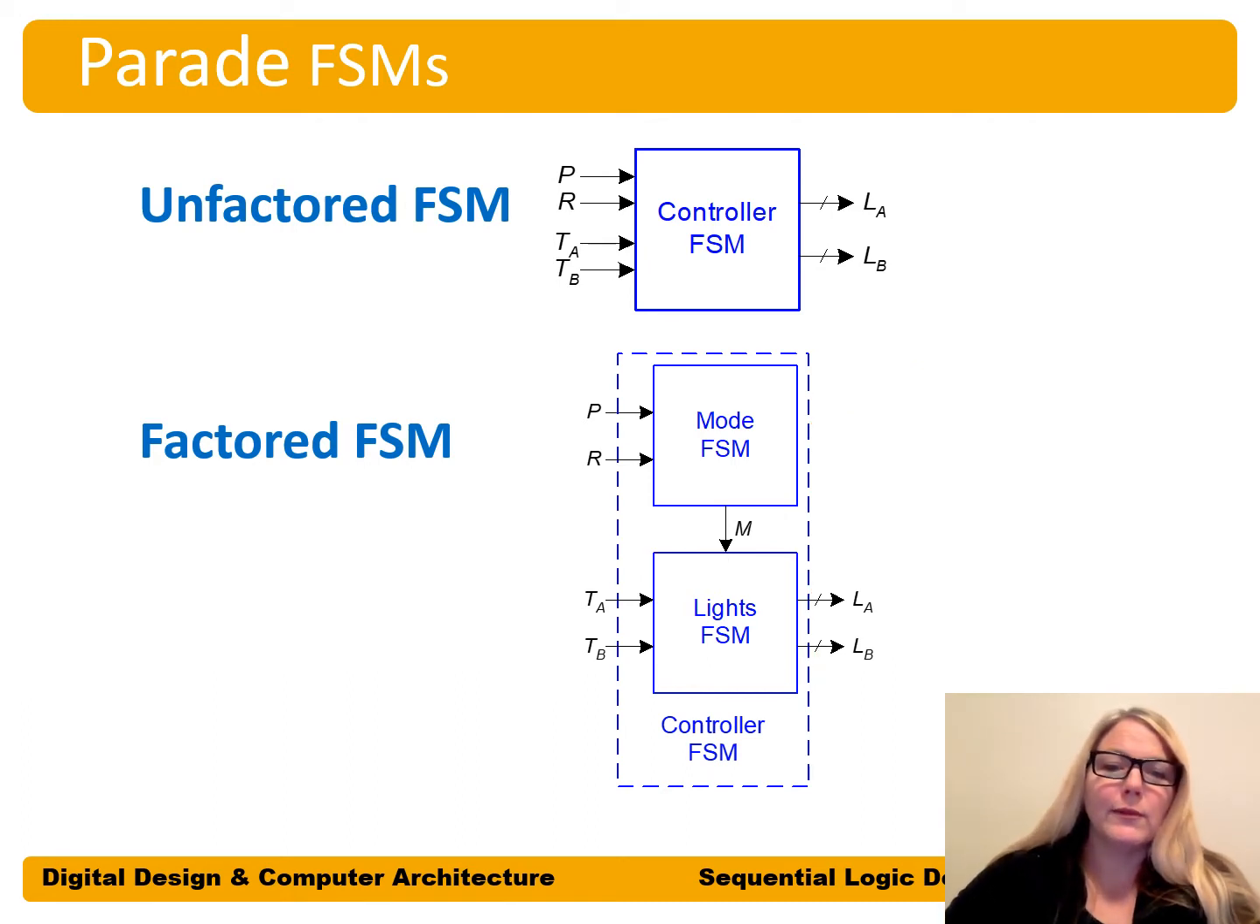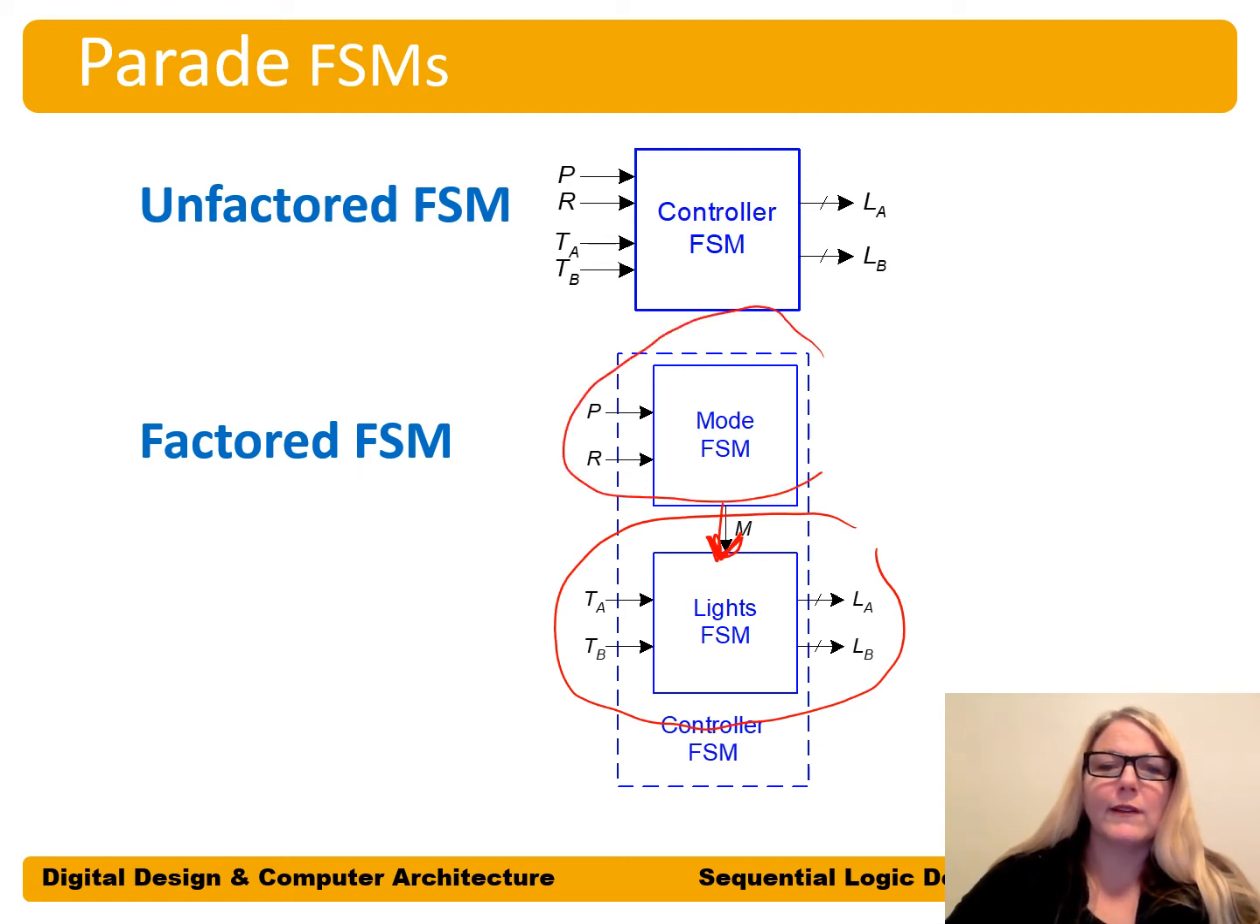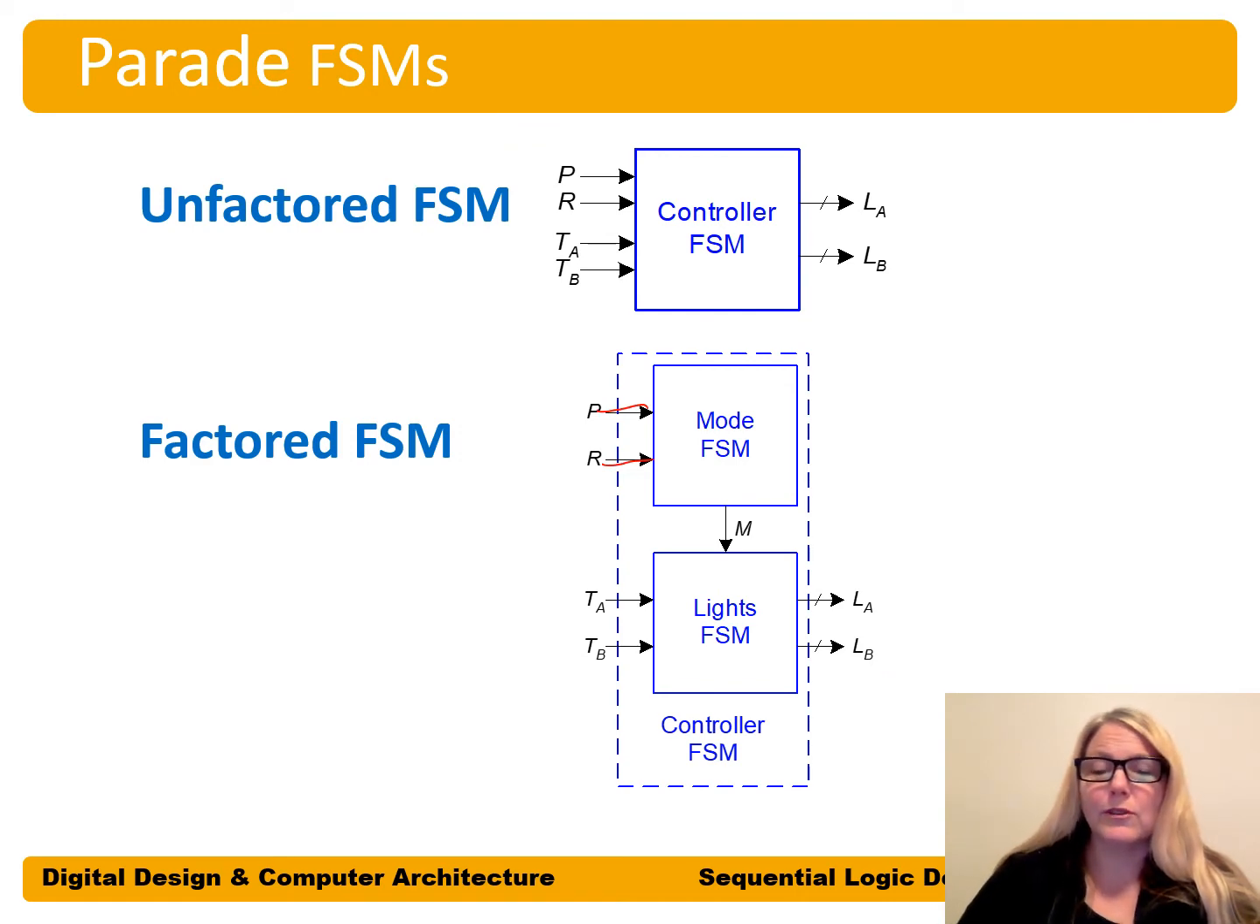And so in that way, we need an internal signal here, the M, the mode signal, to tell the lights FSM which mode it's in. And so essentially our lights FSM will be very close to the same with an added input. And now we have this mode FSM that takes in these two new inputs and determines which mode it should be in.